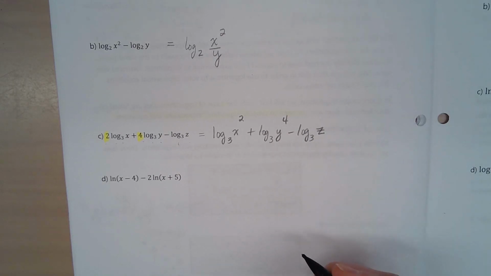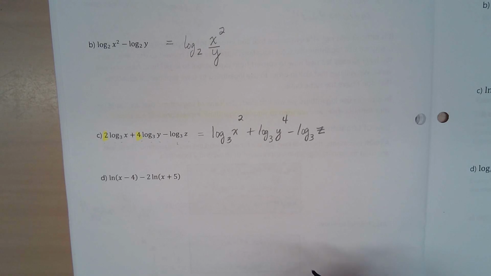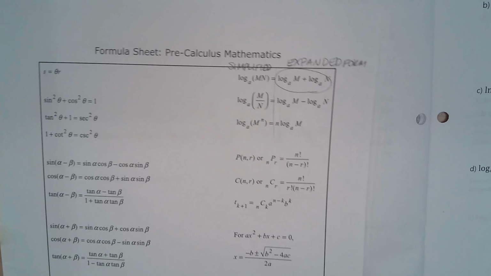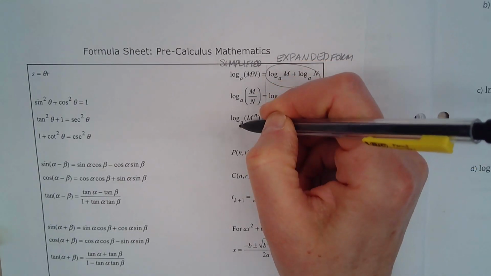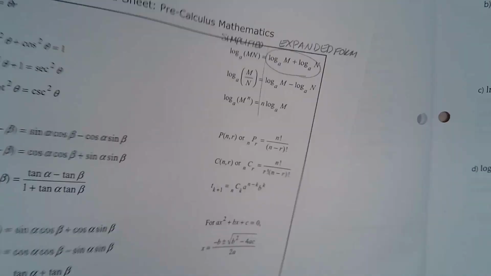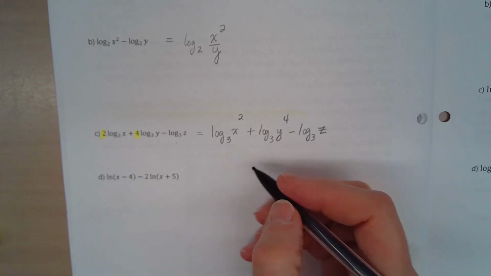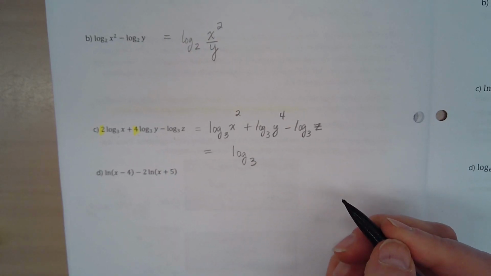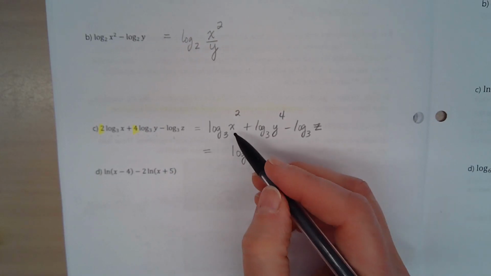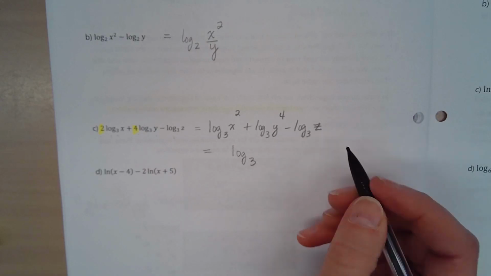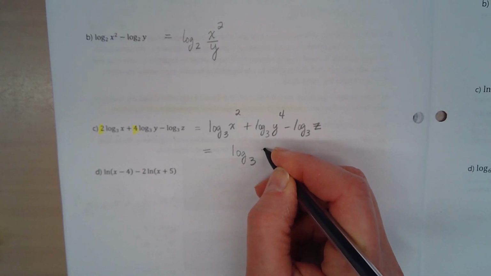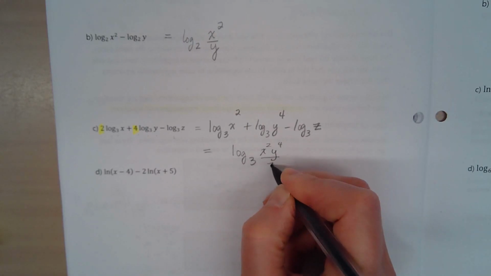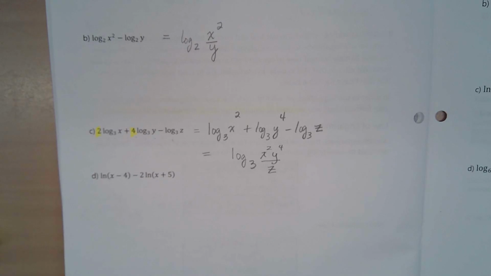Now I'm ready to shrink everything, and when we simplify, simplified form only has one log statement. Everything has to be squished together into the same argument. So I'm going to have only one log base 3. What happens with the x squared, the y to the 4, and the z? These two get multiplied, and then my z gets divided. Agreed?